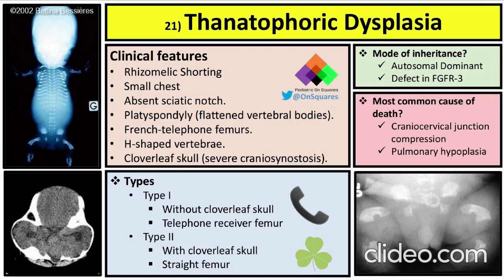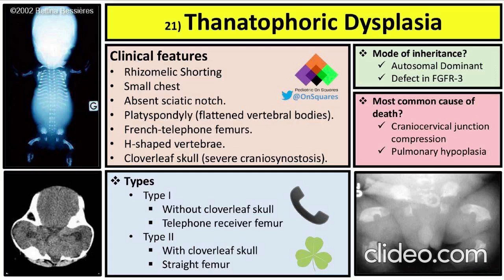The underlying defect in thanatophoric dysplasia is a mutation in the FGFR3 gene, which leads to abnormalities such as platyspondyly, or flattened vertebral bodies. Now, what is the most common cause of death in patients with thanatophoric dysplasia? It is pulmonary hypoplasia, which is underdeveloped lungs. This can lead to respiratory failure and ultimately, death.